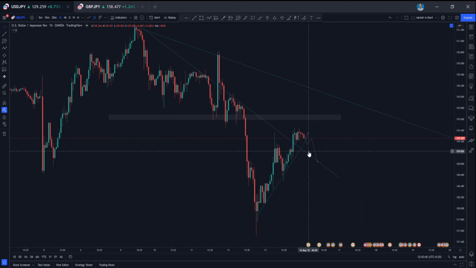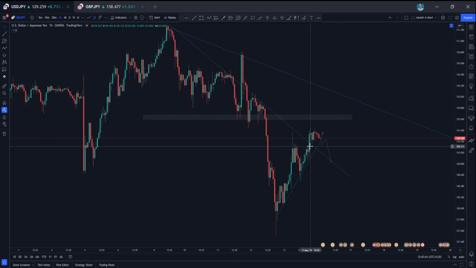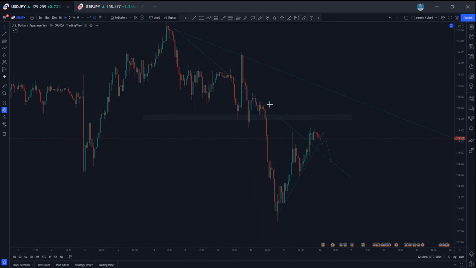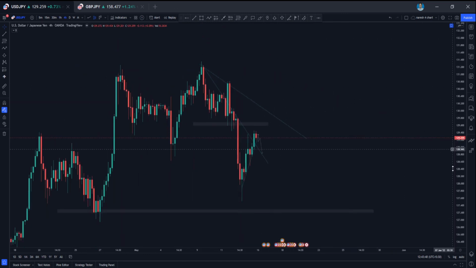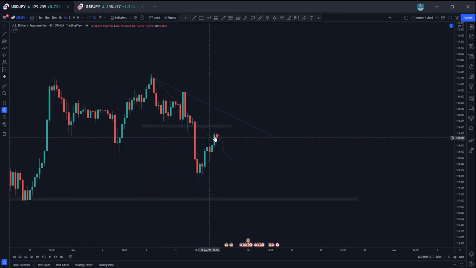And if it is not holding this level and making a lower low here, I'll be looking for short entries here, guys. So we are having both side potential in 1 hour time frame, and in 4 hour time frame the price can move to this level, and I'll be looking for short entries from there.